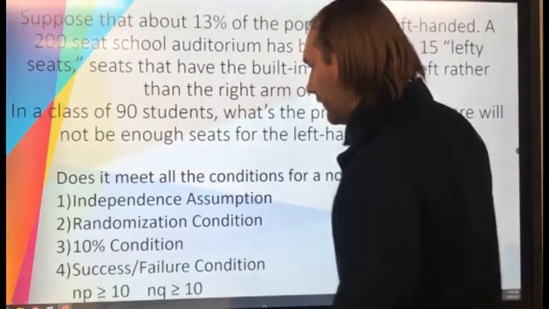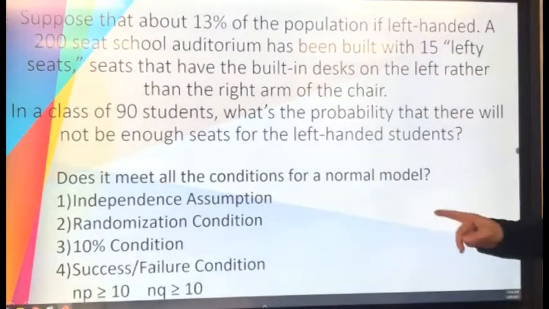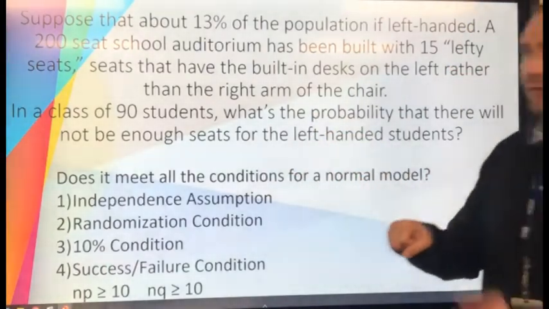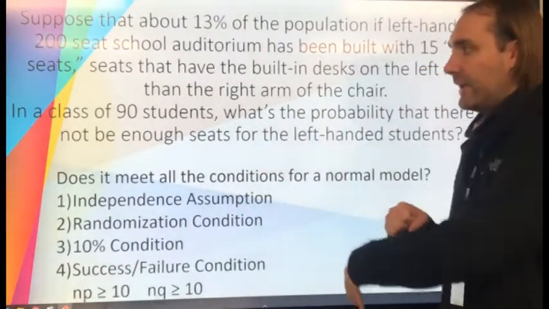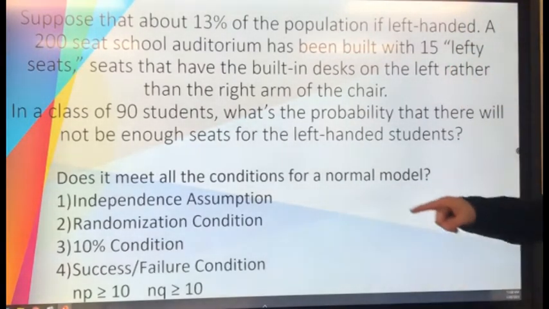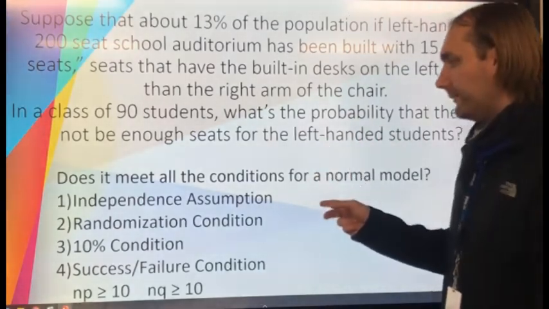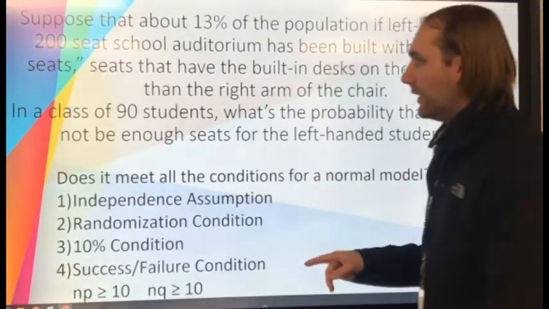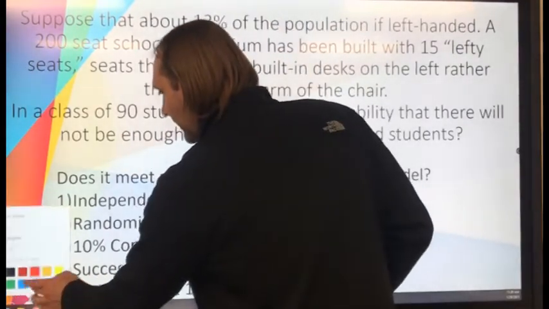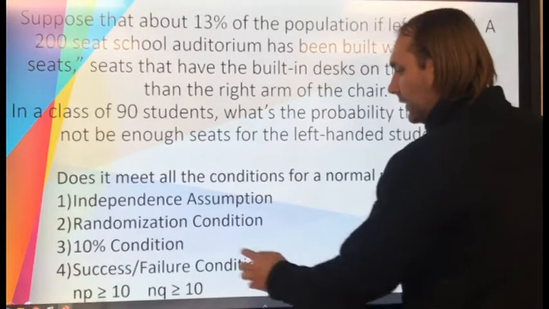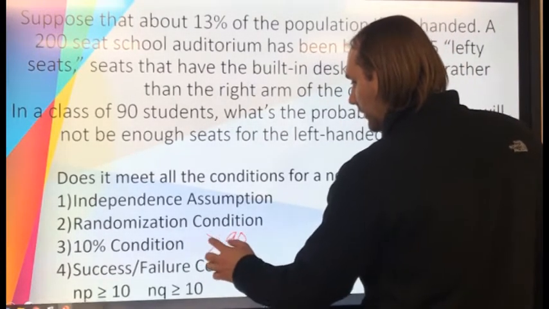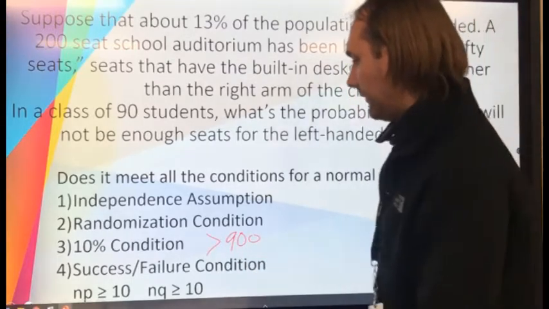So first, is it independent? Yes, I can assume that if I were to grab a right-handed seat, that doesn't affect whether I grab a left or right next time around. So we'll assume that's independent. Randomization, is it random? Yes, I can assume that I'm picking these chairs at random. 10% condition. Notice I'm looking at 90 students here. In order to meet this 10%, I need to make an assumption that my school is no more than 90. You know, I'm just going to start over.